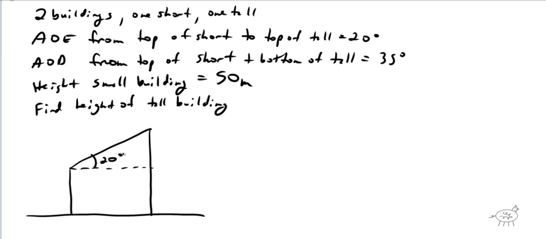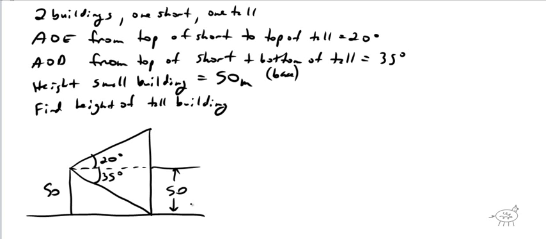Okay. The angle of depression from the top of the short, which is the left building, to the bottom of the tall, or I could say base if I wanted, is 35 degrees. So again, it's this way, and this is 35 degrees. Okay, and then the height of the small building is 50 meters. So I'm going to put 50 here, which just means this is 50 right here. Okay, and that's all you're given.